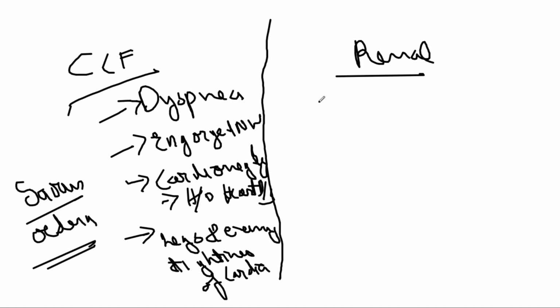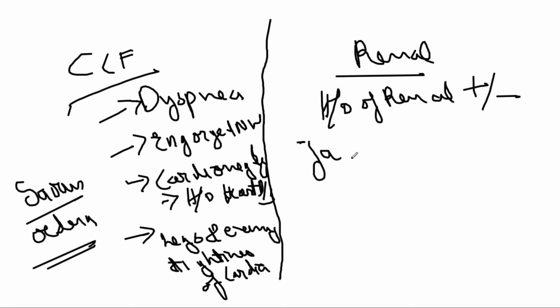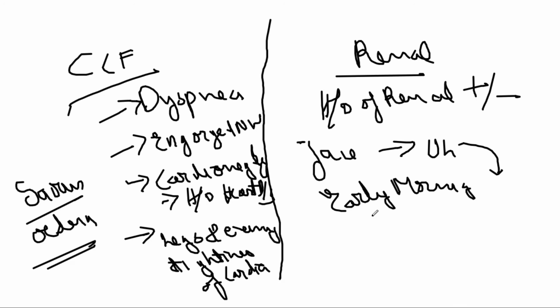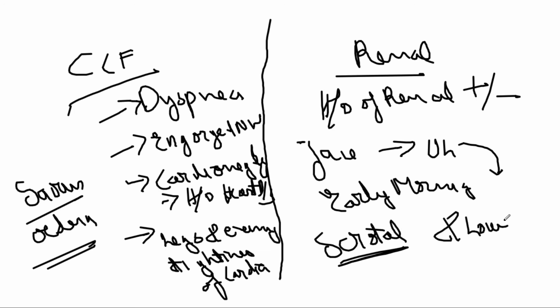Okay, then how do you know if the person is having a renal cause of edema? There is a history of renal issues, we don't know, plus or minus, okay. And usually it starts in the face, followed by the upper limbs, and it descends downwards. And it is usually seen in the early morning. Okay, one classical finding is scrotal swelling and lower eyelid swelling. I am specifically saying, okay, these are the classical renal causes of edema.